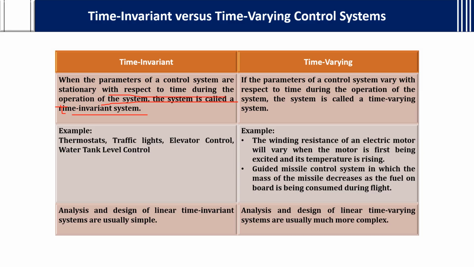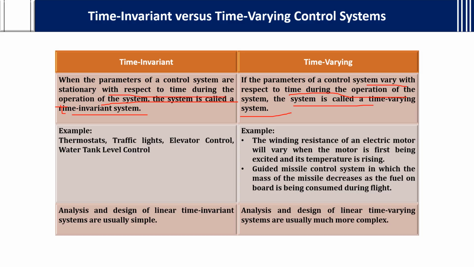Time varying is nothing but if the parameters of the control system vary with respect to time during the operation of the system, it is called time varying. When a control system is working, if there is a change in the parameters with respect to time, then it is time varying. If the parameters are not changing with respect to time, or it is stationary, it is called time invariant.